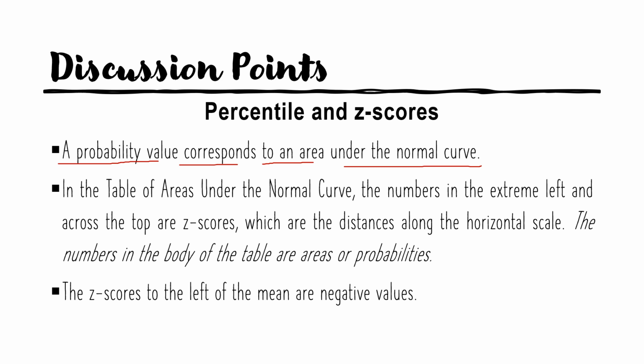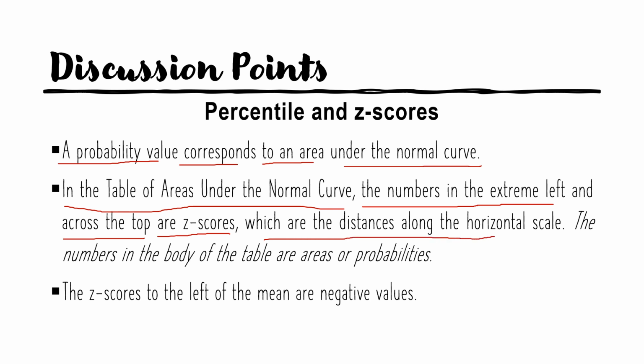In the table of areas under the normal curve, the numbers in the extreme left and across the top are z-scores, which are the distances along the horizontal scale. That will be your baseline. The numbers in the body of the table are areas or probabilities. That's why in every z-score, there is a corresponding value of area or probabilities under your normal curve.